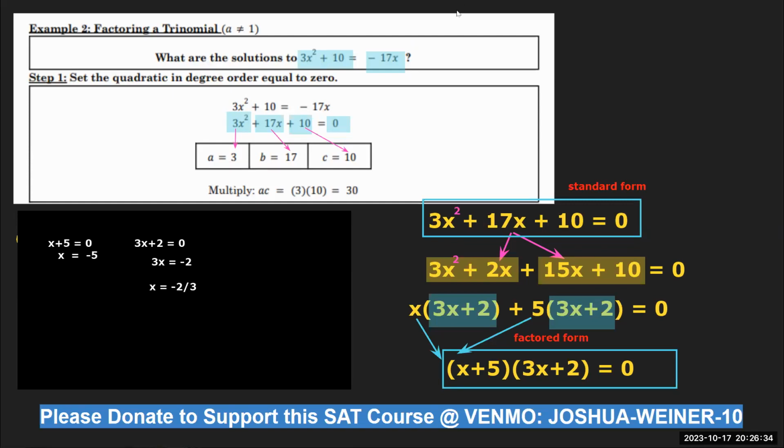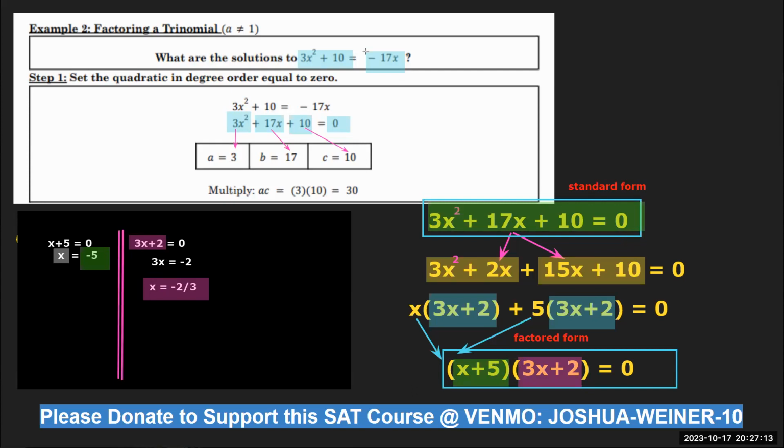Let's pause for a second, and I'll highlight these in 2 different colors. Solution number 1, I'll highlight in green, x equals -5. That's the first solution to the equation. The second solution comes from the second factor, 3x plus 2, also set equal to 0. And then we get x equals -2/3. So the 2 solutions come from the 2 factors that we found when we did our AC factoring.